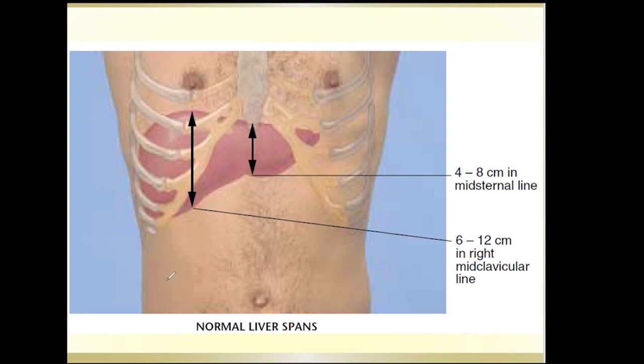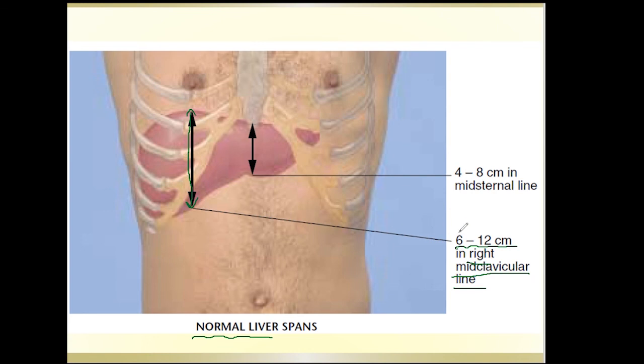So how big is bigger? We need to know how big the normal is first. For the normal liver, we measure the distance from the upper border to the lower border. That's about 6 to 12 centimeters in the right midclavicular line. In different parts it is a little bit smaller from the right side to the left side, so we must follow the midclavicular line. Then it is about 6 to 12 centimeters.